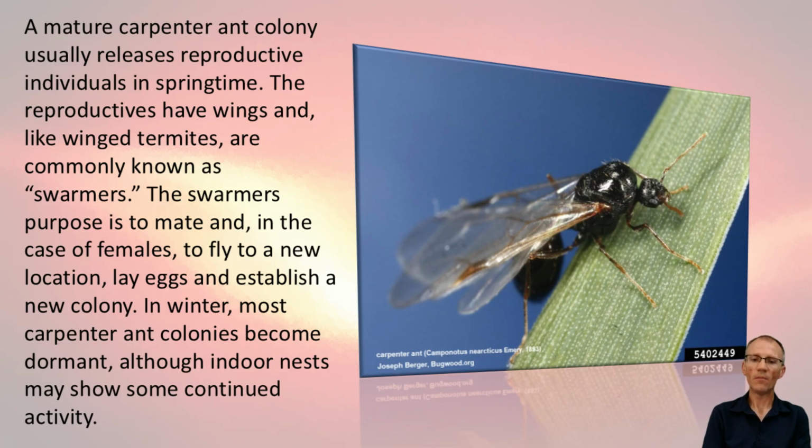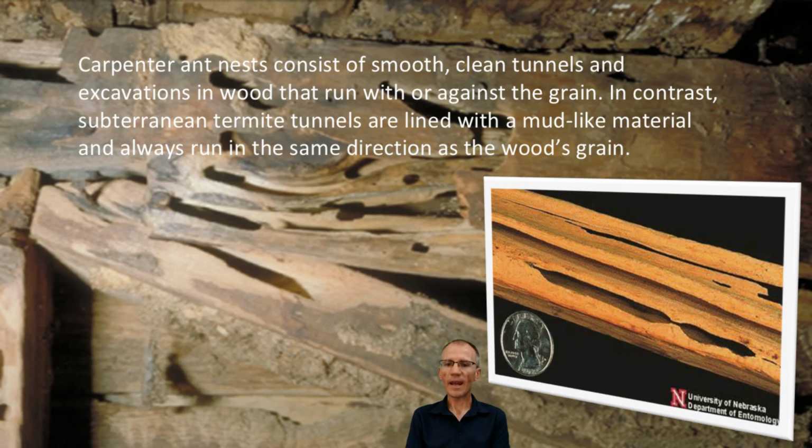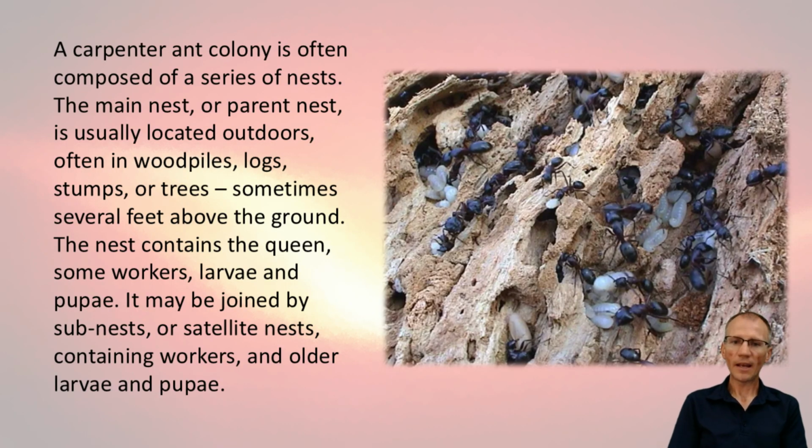In winter, most carpenter ant colonies become dormant, although indoor nests may show some continued activity. Carpenter ant nests consist of smooth, clean tunnels and excavations in wood that run with or against the grain. In contrast, subterranean termite tunnels are lined with a mud-like material and always run in the same direction as the wood's grain. A carpenter ant colony is often composed of a series of nests.